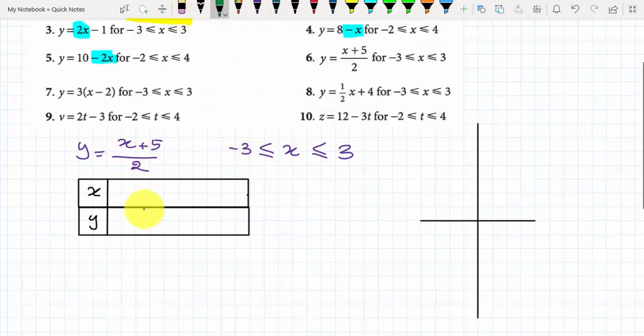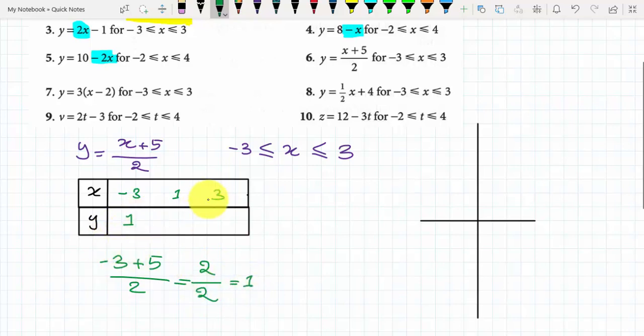Okay, the first number, I'm going to pick -3, 1, and 3. If I put -3 in place of this x, I'll have something like this: -3 plus 5 all over 2. -3 plus 5 is equal to 2, because one is negative, one is positive. We're going to subtract them, and the larger one is the positive one. That's why the result is positive 2 over 2 is equal to 1.